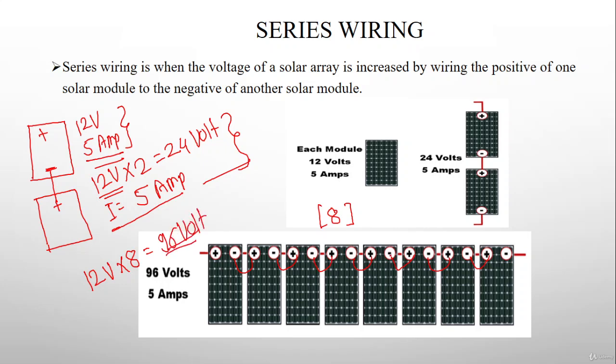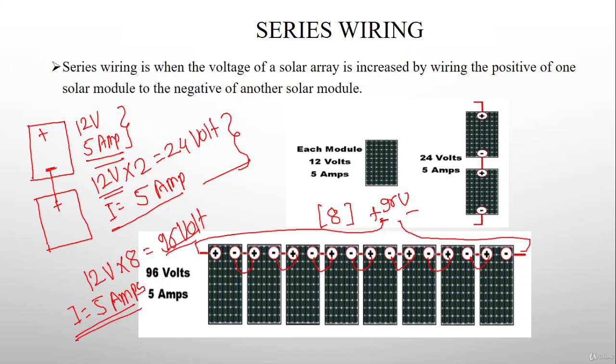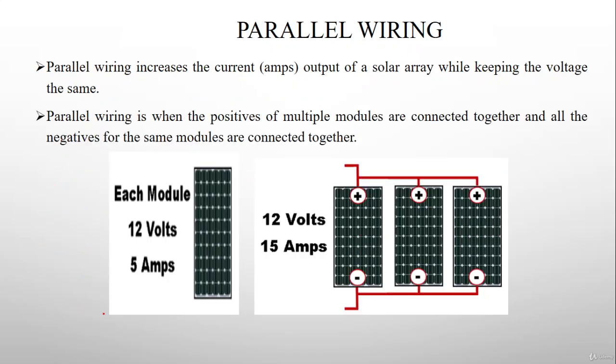So if the 8 modules are connected in series combination, whatever voltage we get at the terminals of this string, it is the 96 volt. And such a combination we can call a string combination. The current for this string will remain the same, that is the 5 ampere, because it is connected in the series combination.